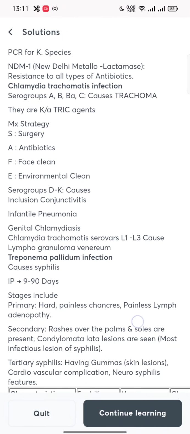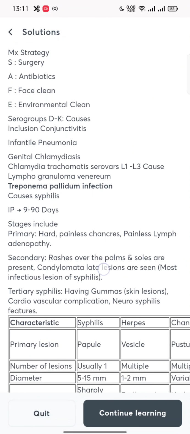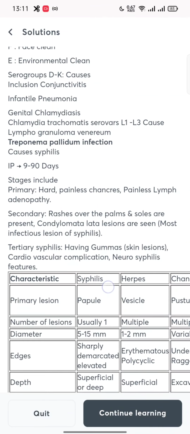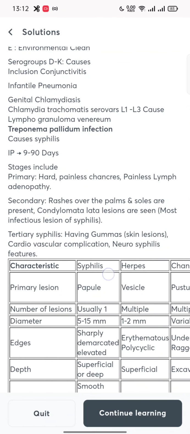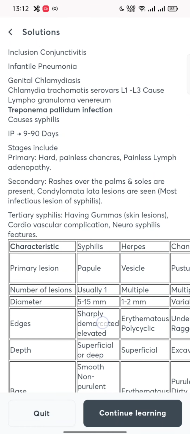The management strategy is SAFE: S for surgery, A for antibiotics, F for face cleaning, E for environmental cleaning. So this is SAFE. Now serogroups D to K cause inclusion conjunctivitis, infantile pneumonia, genital chlamydia. Chlamydia trachomatis serovars L1 to L3 cause lymphogranuloma venereum. Treponema pallidum infection causes syphilis.